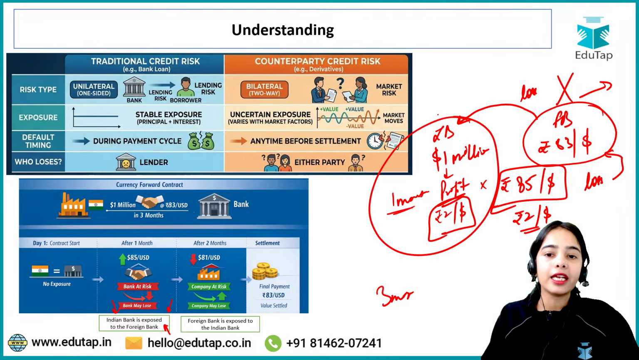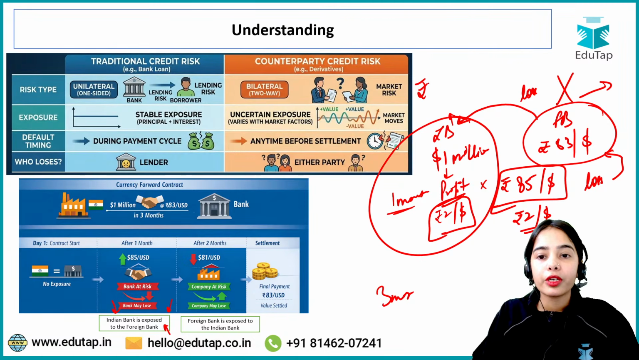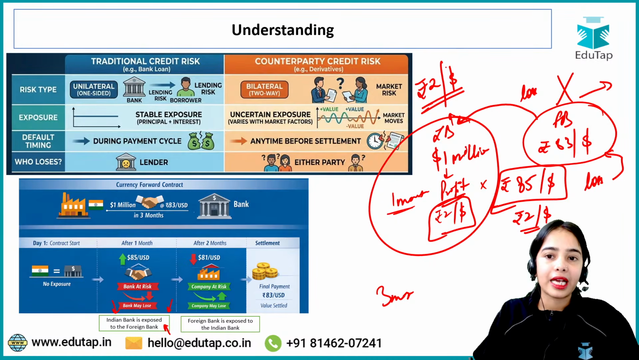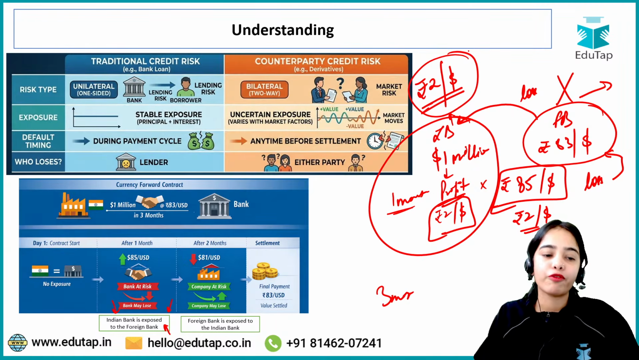In this case, the Indian bank is exposed to the foreign bank. So the Indian bank has exposure. And what is the exposure of the Indian bank? 2 rupees per dollar. That is 2 million rupees, we can say, basically. So 2 rupees per dollar is the exposure of the Indian bank to the foreign bank.